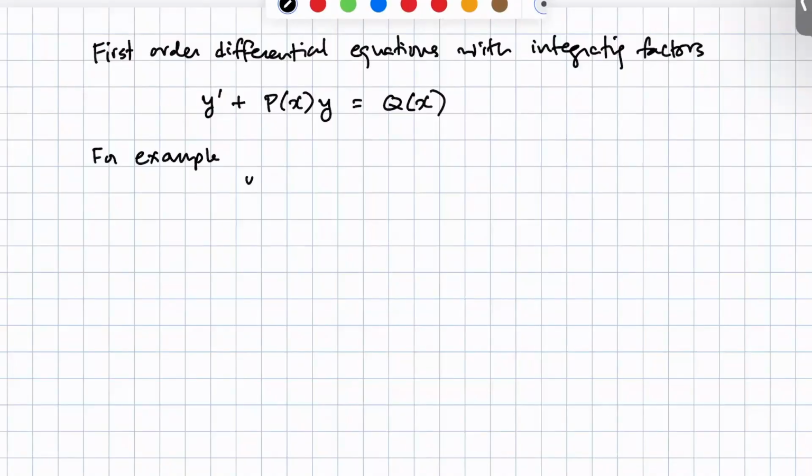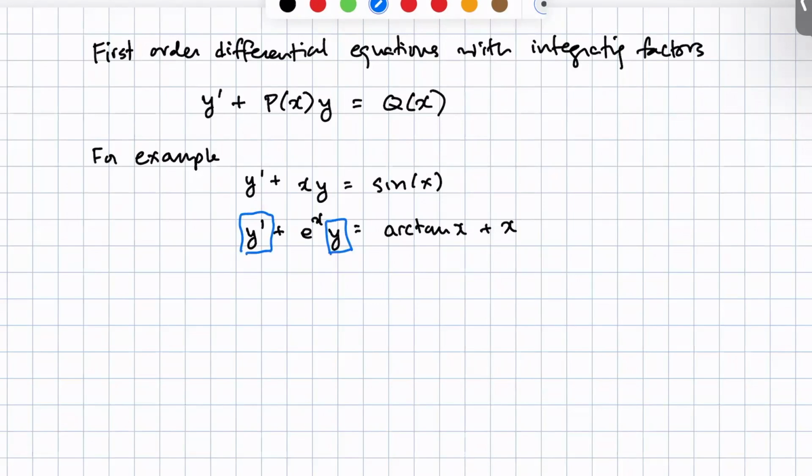I might have y prime plus xy equals sine of x, or y prime plus e to the x y is equal to arctan of x plus x. So what characterizes this sort of problem is that I have one y prime and I have one y. And I have functions of x in these particular places right here.